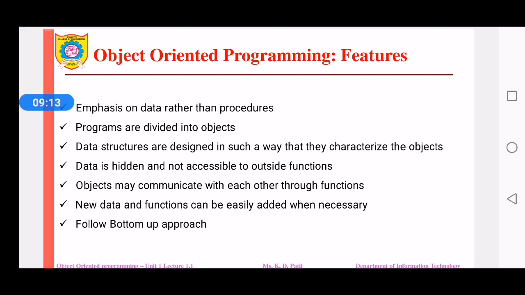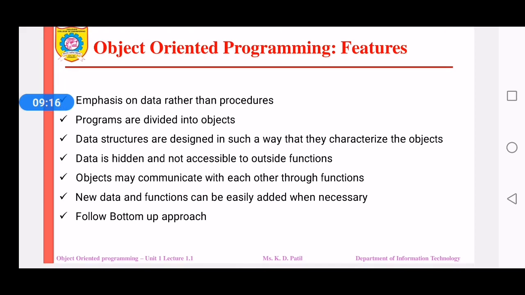These are some important features of object-oriented programming. Object-oriented programming focuses on data rather than the procedures. Programs are divided into objects. Data structures are designed in such a way that they characterize the objects. Data is hidden and not accessible to outside functions. Objects may communicate with each other through the functions only. New data and functions can be easily added whenever necessary. Procedure-oriented programming follows the top-down approach, whereas object-oriented programming follows the bottom-up approach.